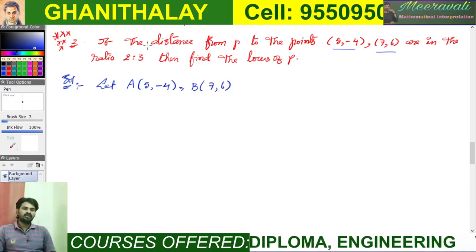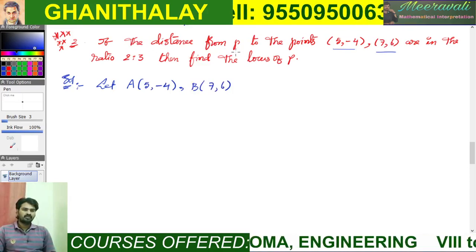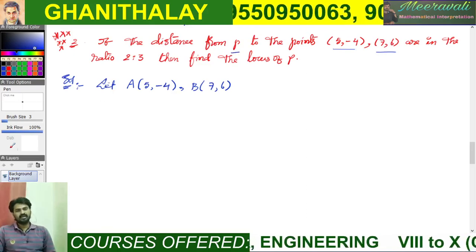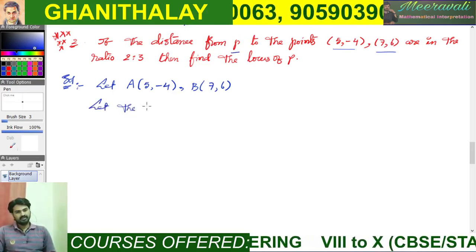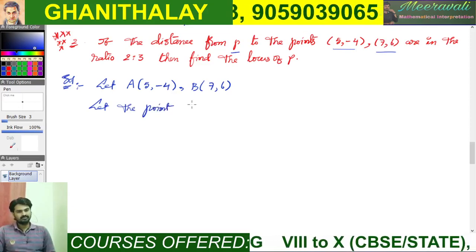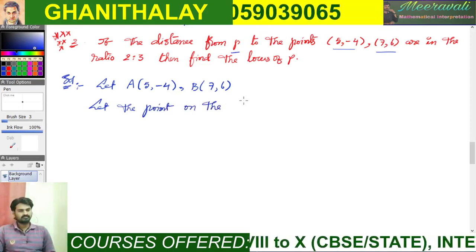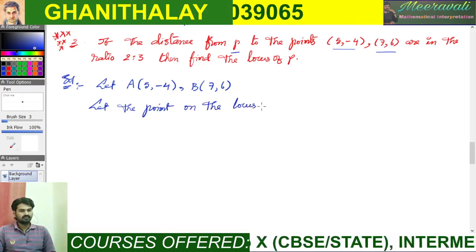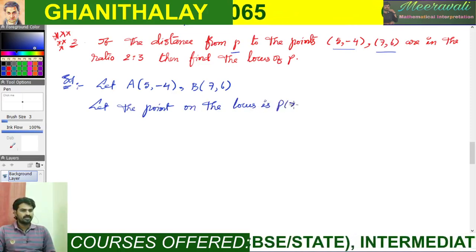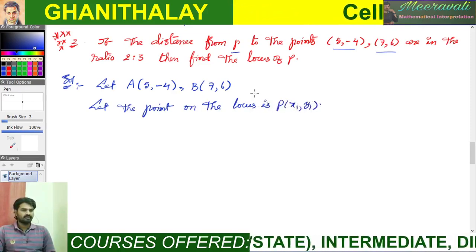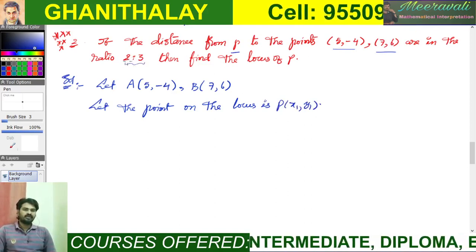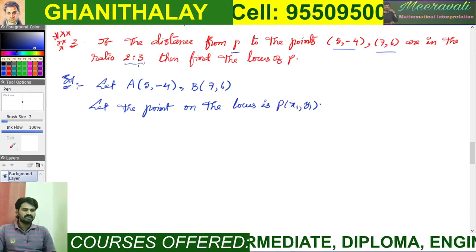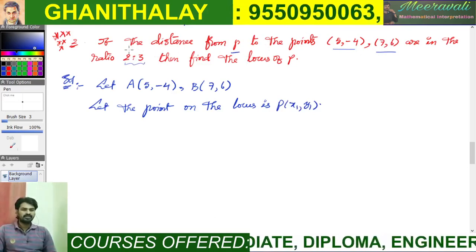Next we are going to find the locus of P. So that means I am going to take a point on the locus. Let the point on the locus be P(x1, y1). So after that, by taking this one here, a ratio will be given. What is that? 2:3. What is this ratio about? So first read the given problem.